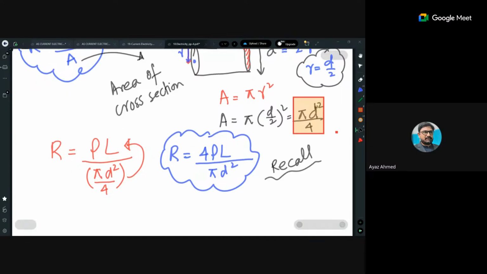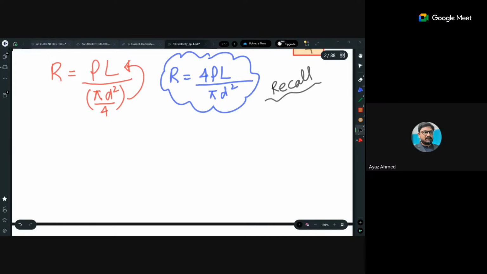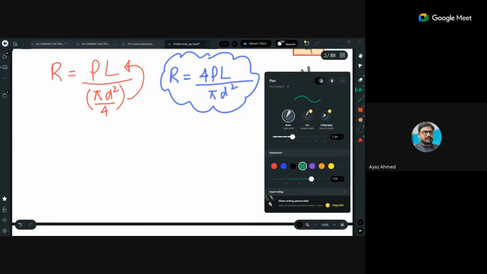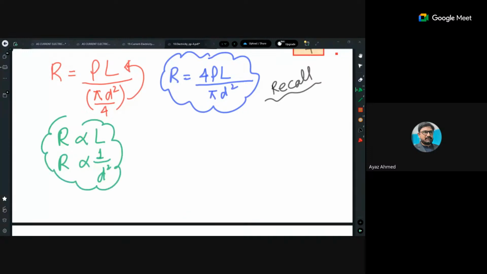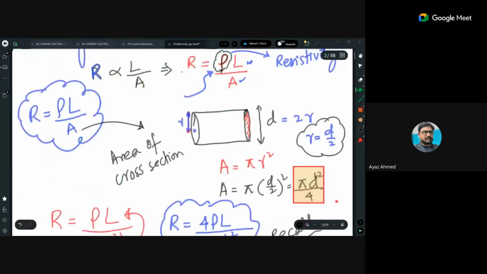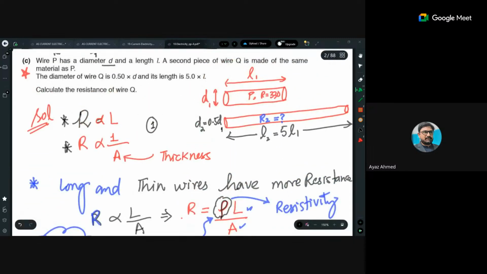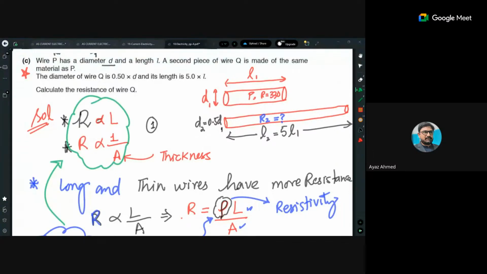And when you are going to recall it, the major part of this equation, I will let you know that in this part you would have a lot of information: resistance is directly proportional to length and resistance is inversely proportional to square of diameter. What did you learn from this equation? Did you learn these two points from here? Resistance is directly proportional to length and inversely proportional to area of cross section.